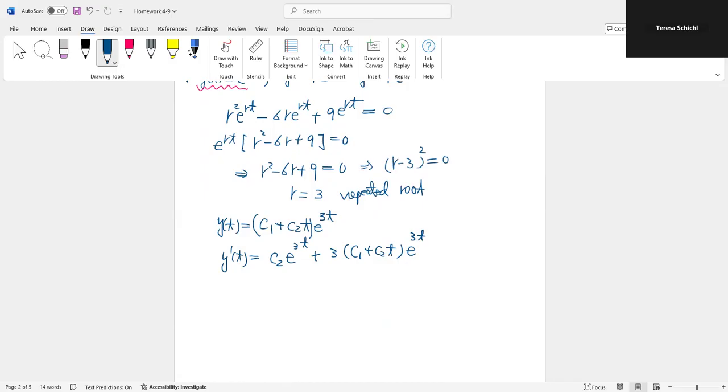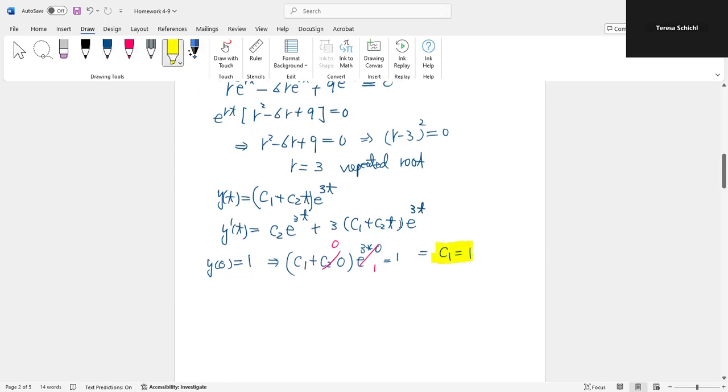Now let me substitute the initial value y(0) equal to 1. So y(0) equal to 1 means C1 plus C2 times 0 times e to the 3 times 0 equal to 1. So it will give me C1 equal to 1, because this term is equal to 0 and this term equal to 1. So I got it, C1 equal to 1. Let me highlight it.